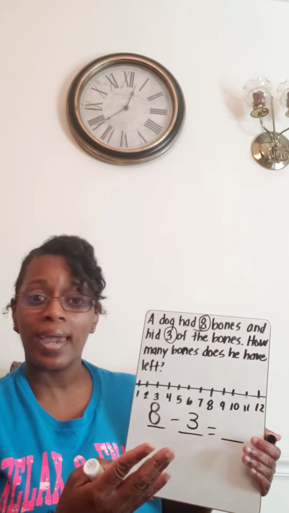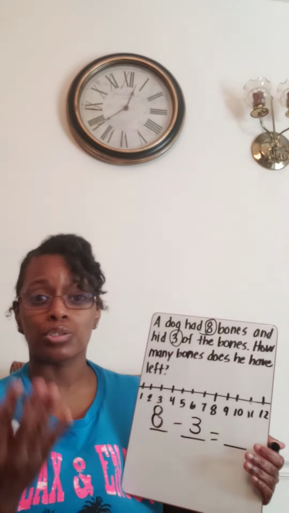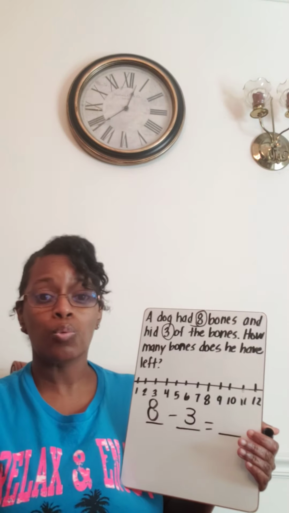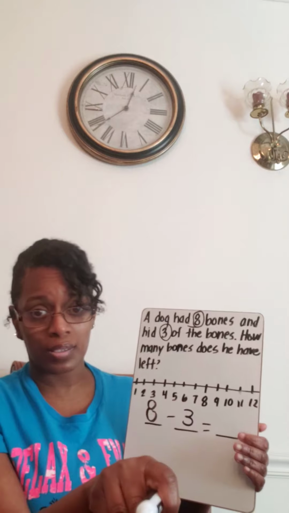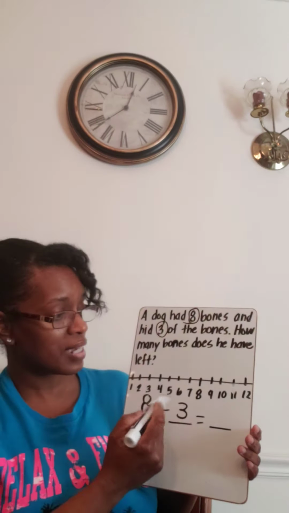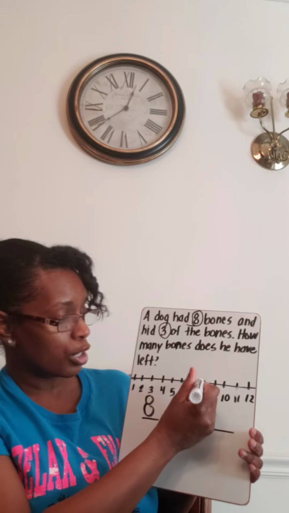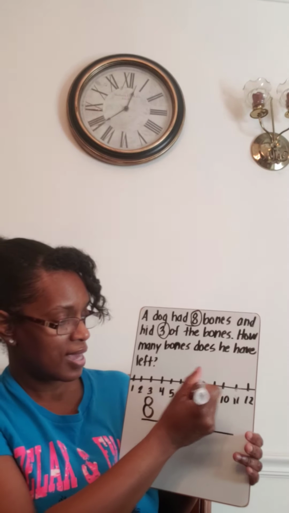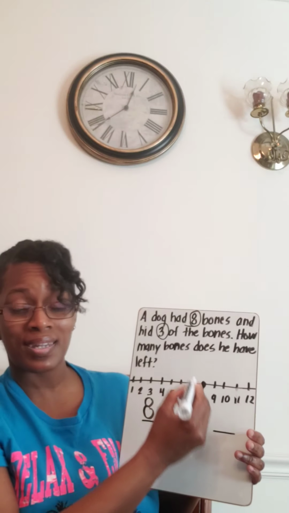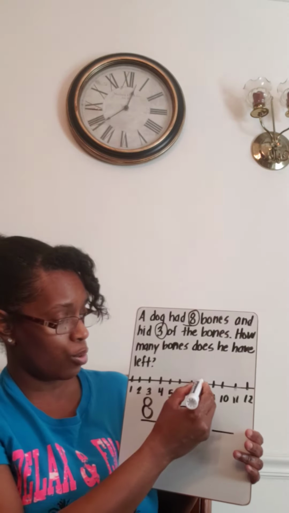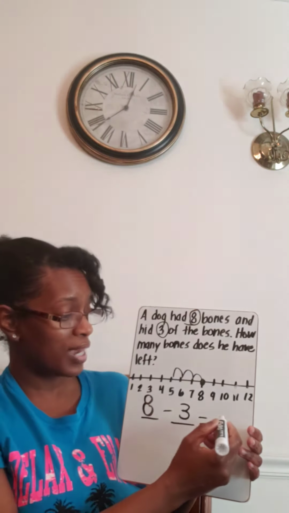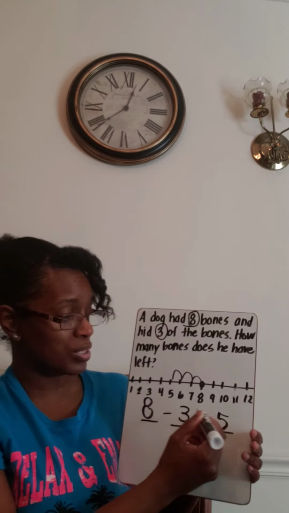All right, so let's go ahead. We can do it with our circles. We can do it with our number line. We can do it in our head. We're going to do it all those different ways, okay? So let's figure it out with our number line. Remember, when we're subtracting, we're going back, okay? So we're going to start with 8. And we're going to be like froggies, and we are going to hop back or count back 3 times. So 1, 2, 3, 5. So he had 5 bones left.